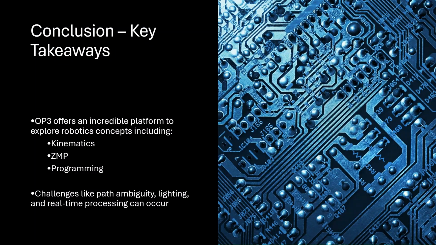Okay, so some key takeaways from this video. OP3 offers an incredible platform to explore robotics concepts including kinematics, ZMP, and programming. Challenges like path ambiguity, where the lines aren't very clear or they're very curved, might happen. Lighting can also be an issue, as we talked about, and real-time processing as well.